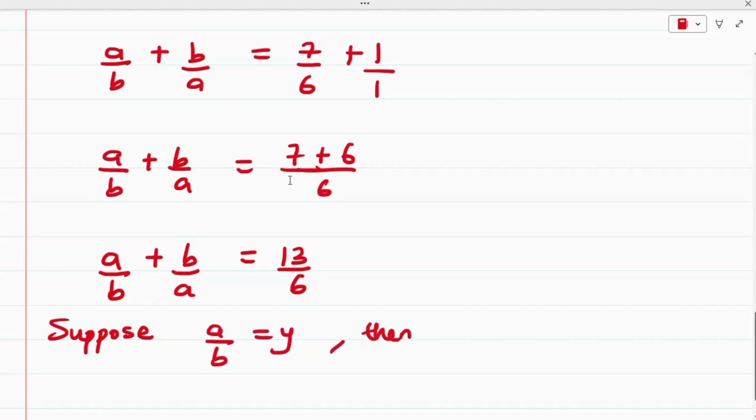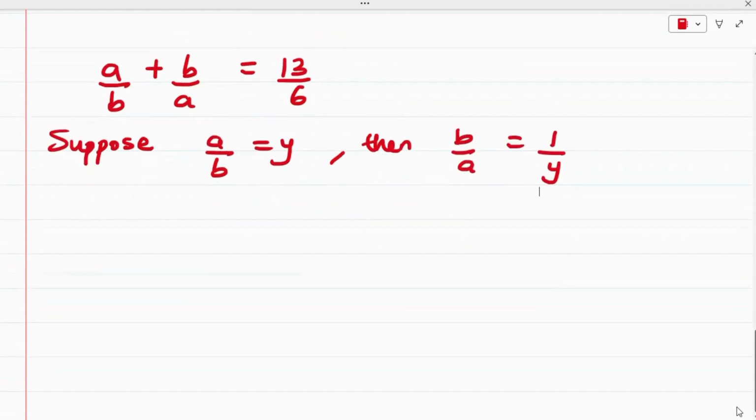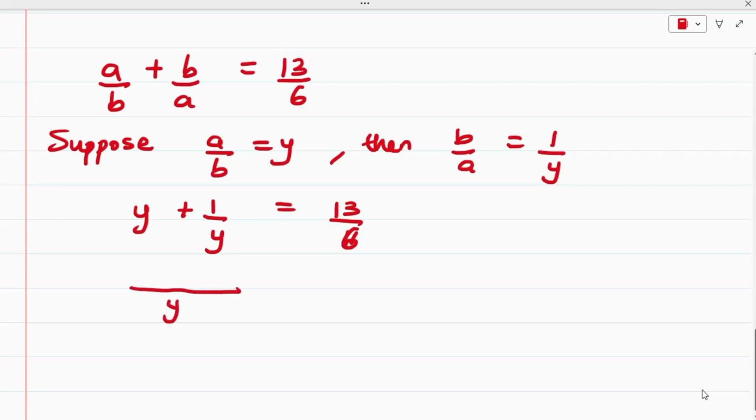So right here we suppose that a over b is equal to y, then the inverse, b over a, is equal to 1 over y. Applying this, we have y plus 1 over y, and this is equal to 13 over 6. So from here we look for the LCM, which is y: y times y is y squared, plus 1 times 1 is 1, over y, which is equal to 13 over 6.